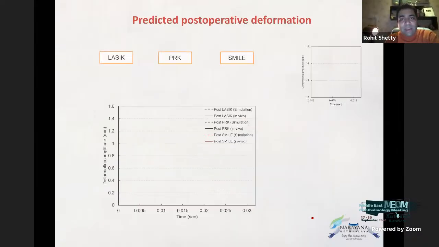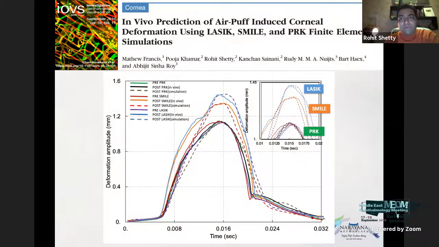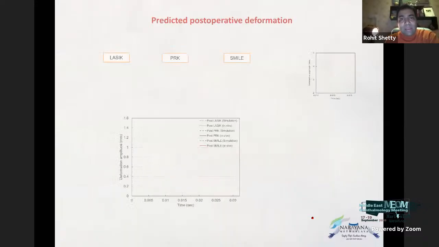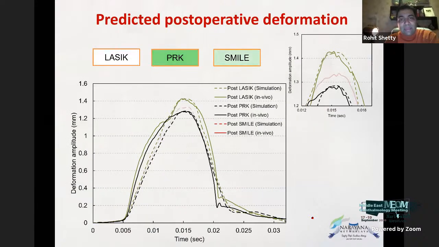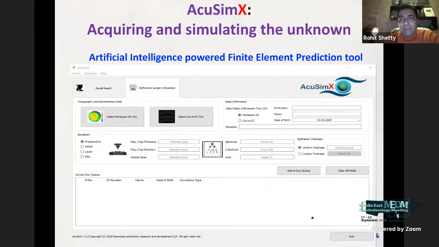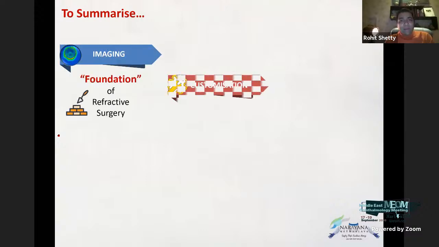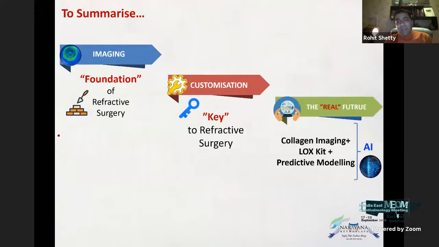For the future, this is a paper we published looking at deformation of different corneas by mathematical modeling. This is my last slide. We have put all this into a software where you enter your biomechanics and your corneal prediction, and it will tell you which of your surgeries would induce what kind of biomechanical changes. This is something which is going to come out very shortly. To summarize, it's imaging, customization, and the future is AI and molecular prediction.